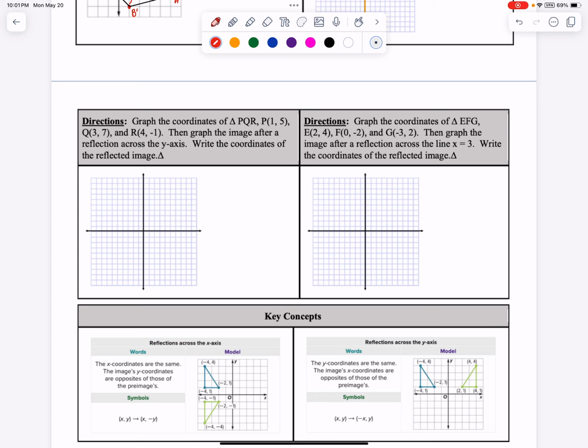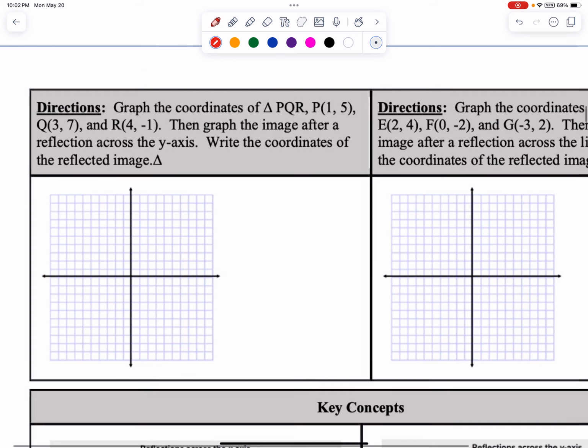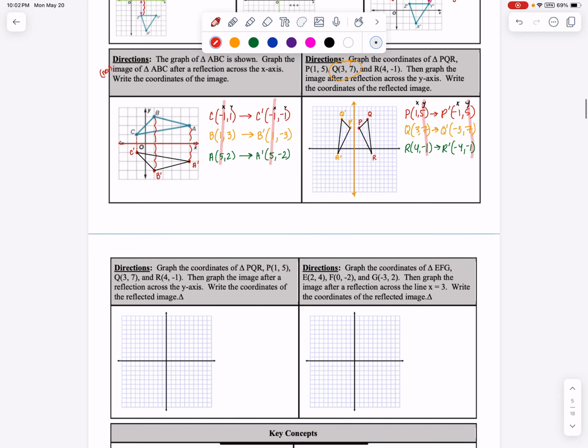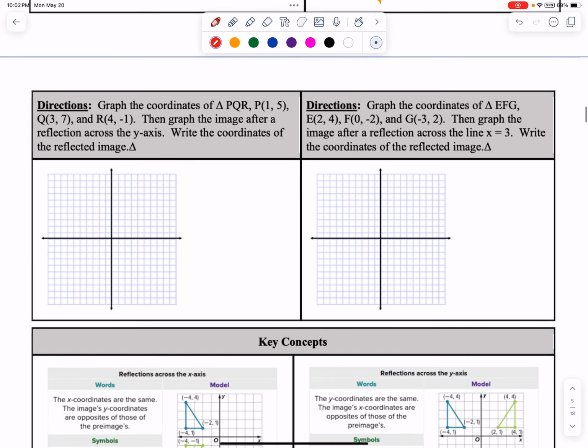Okay, so this section here, they're telling us to graph the coordinates of PQR. Great one for you to just try out on your own, because then it says then graph the image after reflection across the y-axis. So sort of like a try it out on your own thing. Okay, you can do it and then check or follow along with me. Okay, so I'm going to go ahead and do PQR here. P is 1, 5. Oh, maybe that's why it's crossed out. It's the exact same thing, figures. All right, we don't need to do that twice. Go ahead and cross that out, and we'll head to the next problem.